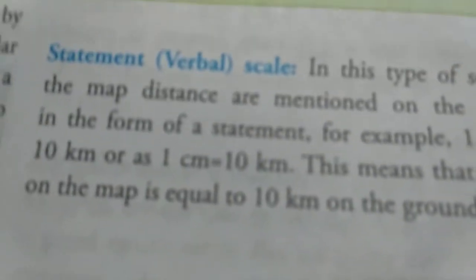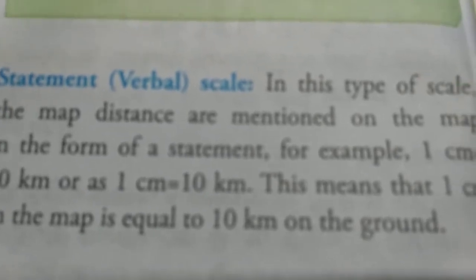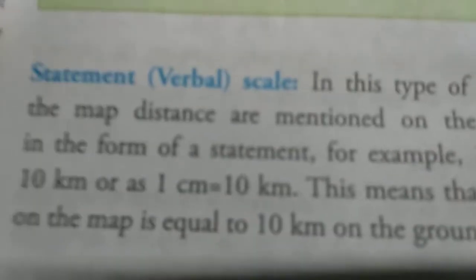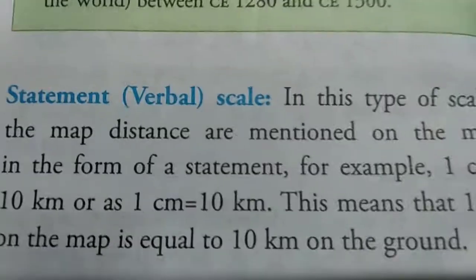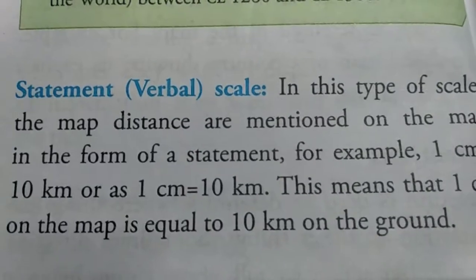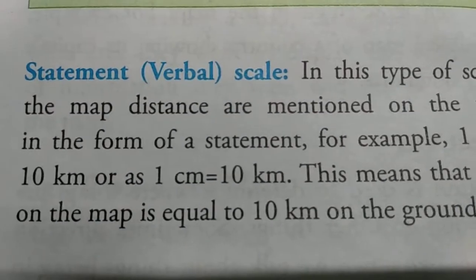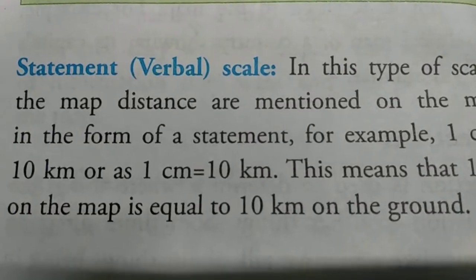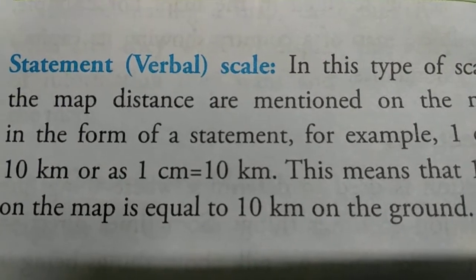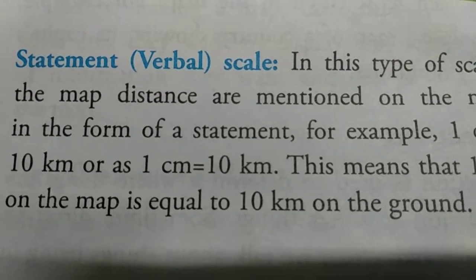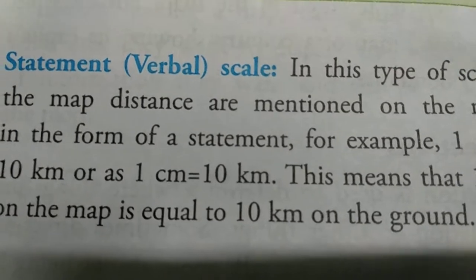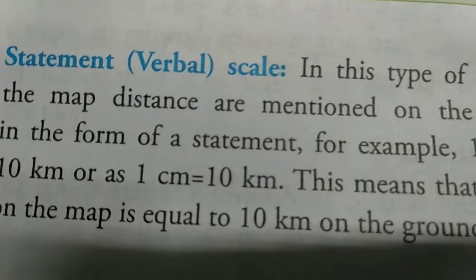Now we will know statement scale. What is statement scale? In this type of scale, the map distances are mentioned on the map in the form of a statement. For example, 1 centimeter equals 10 kilometers will be written. That means what is shown on the map as 1 centimeter is originally 10 kilometers.